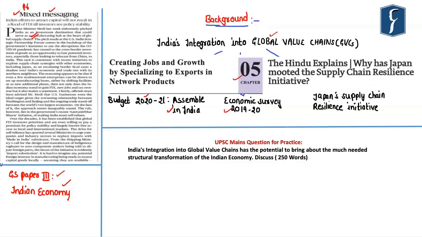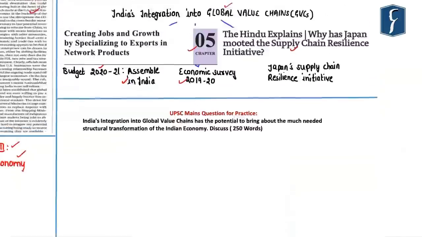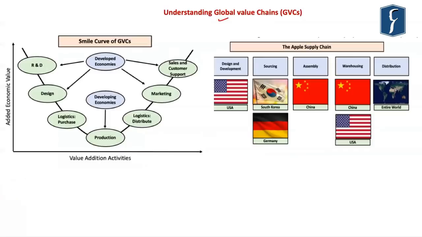Similarly, you must be aware that recently Japan has pitched for the Supply Chain Resilience Initiative as a trilateral approach involving India, Australia and Japan. Hence, as part of this video analysis, we shall be covering multiple dimensions related to the global value chains. Now, based upon our discussion, a main question for your practice here could be: India's integration into global value chains has the potential to bring about the much needed structural transformation of the Indian economy. Discuss.